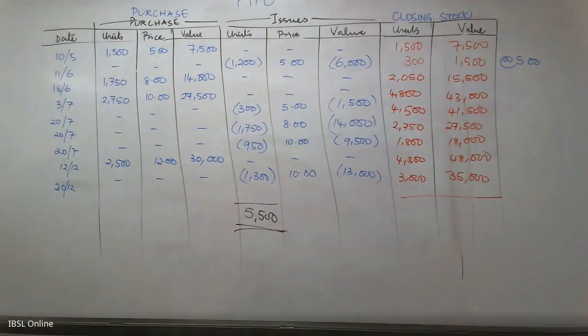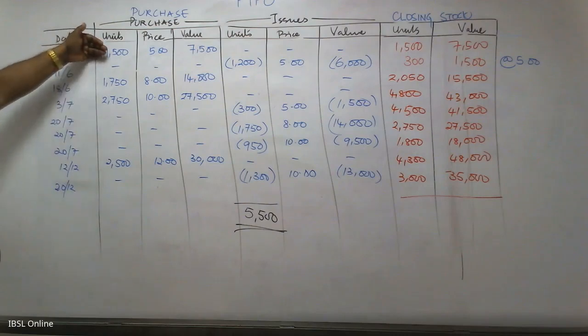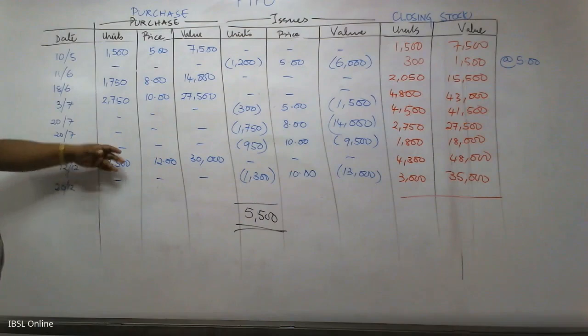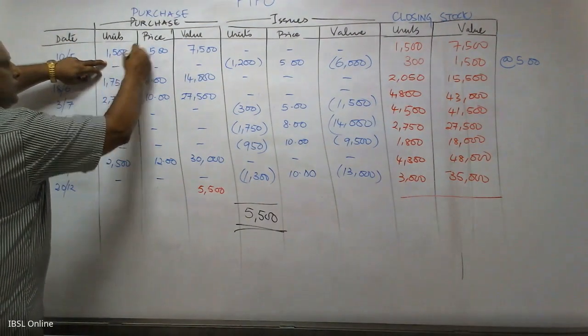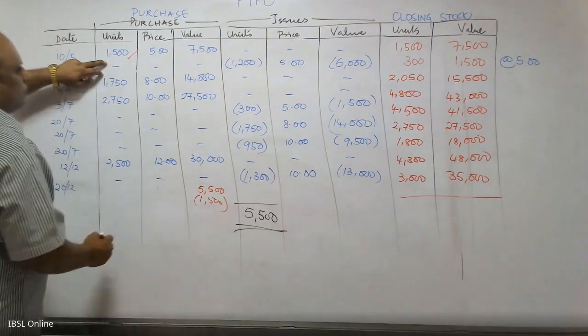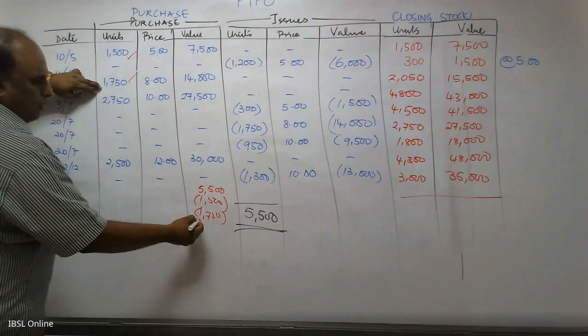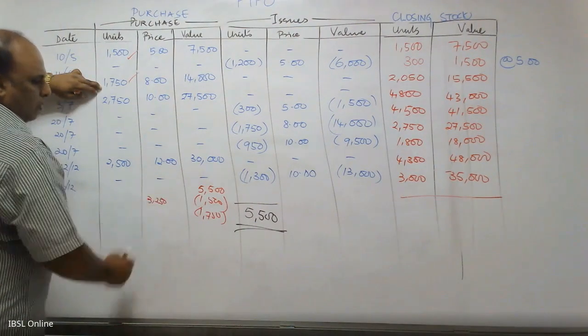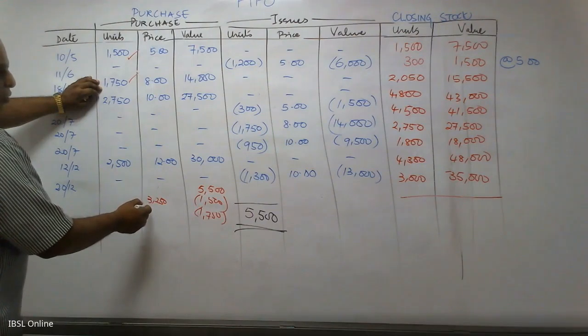Now, if I am to use the FIFO method, please carefully watch this. What should I do? I have to issue this 5,500 from this order. Am I correct? This, and then this. So from 5,500, if I am to issue, what will happen? 1,005 fully will go. 1,750? Yes. Then 1,005 plus 1,750 means 3,250. How much more will I need to make it 5,500? Another 2,250 I will need. Correct?